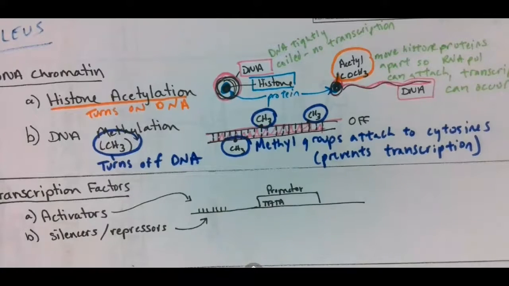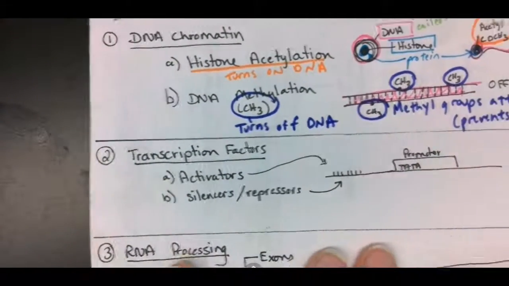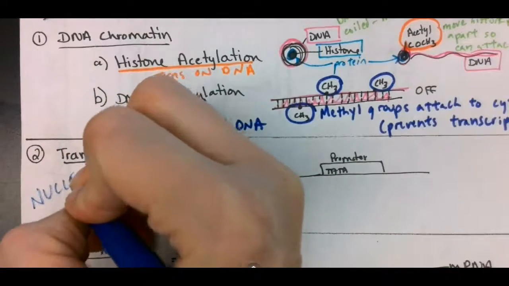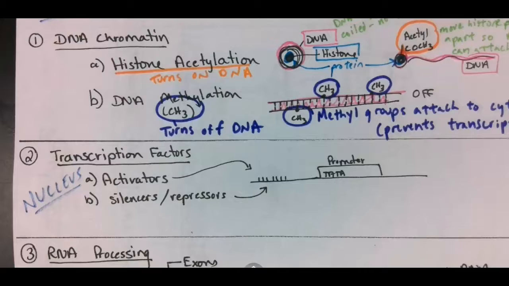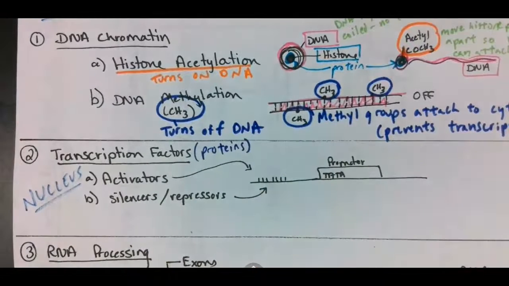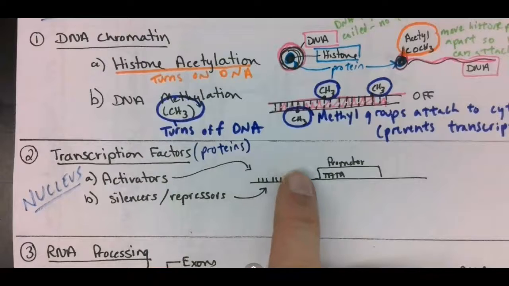There's another example of something that helps increase or decrease transcription, and we've already talked a little bit about this. These are the transcription factors. This is also something that occurs in the nucleus of the cell. Transcription factors are proteins, and there are two main categories of transcription factors. Remember, transcription factors are proteins that bind to the promoter sequence on the DNA, allowing the RNA polymerase to bind. There are general transcription factors that allow some transcription to occur, and then there are more specific transcription factors.